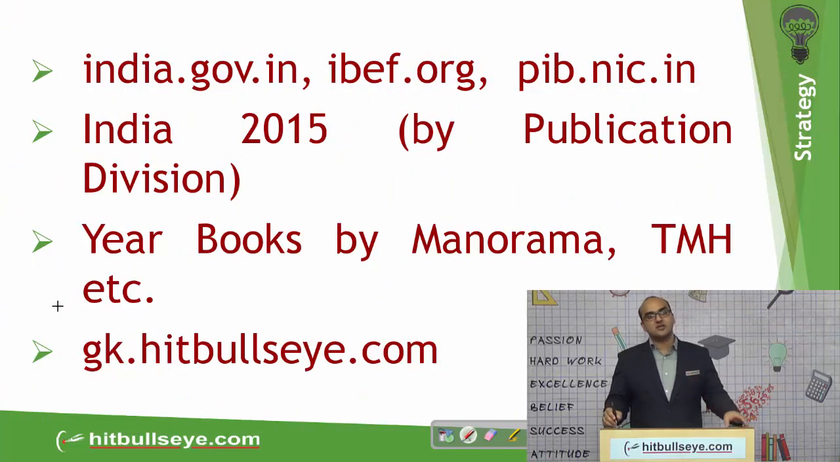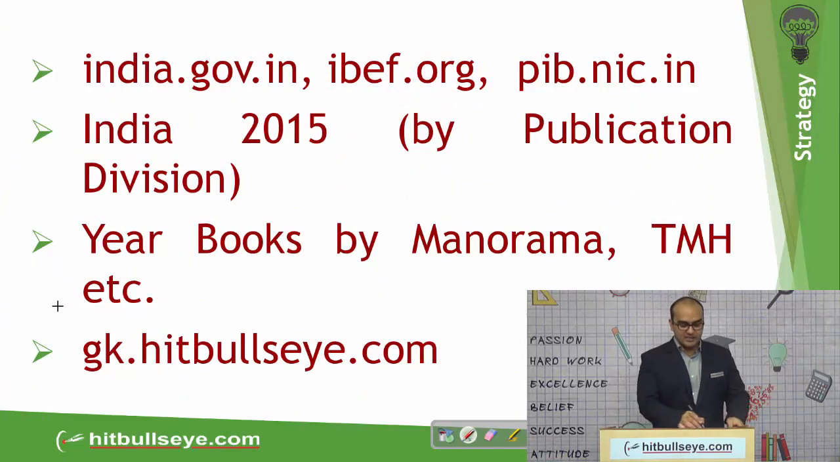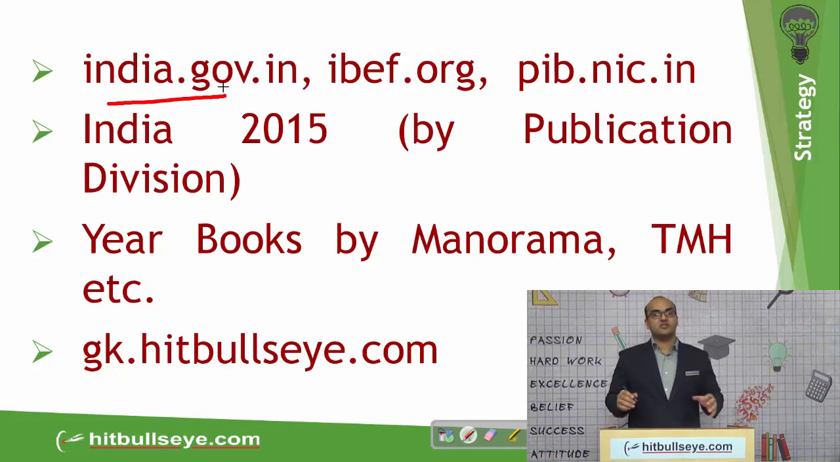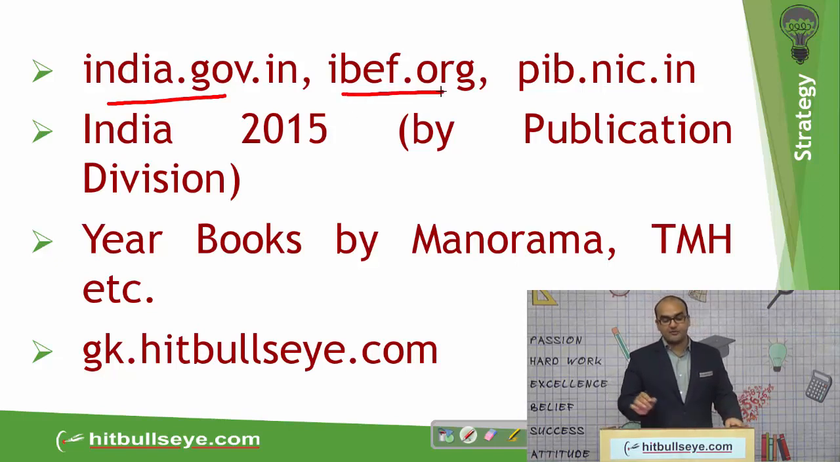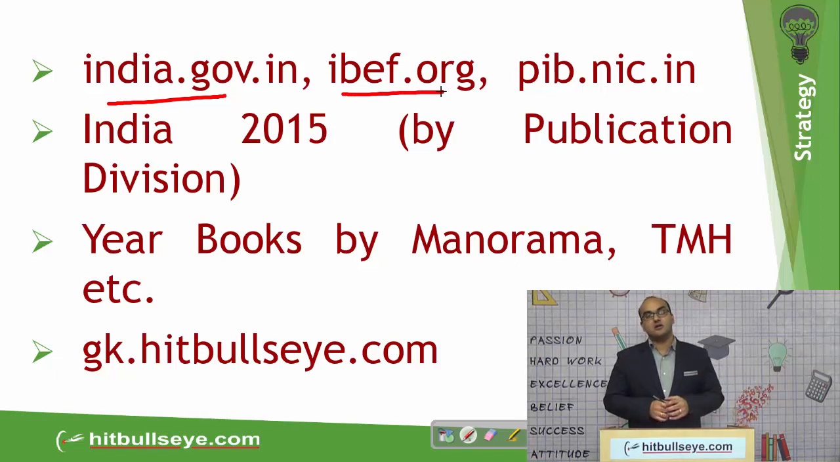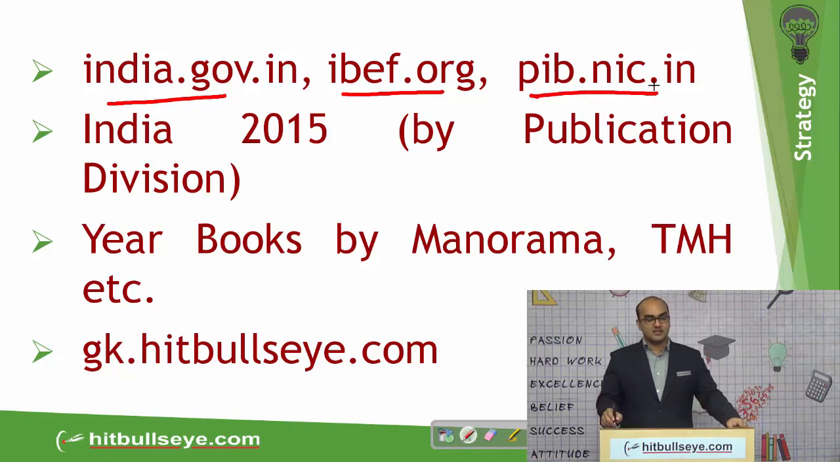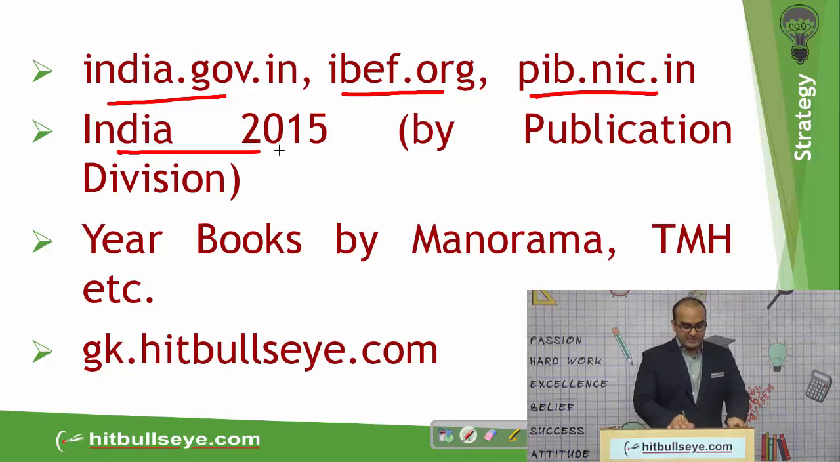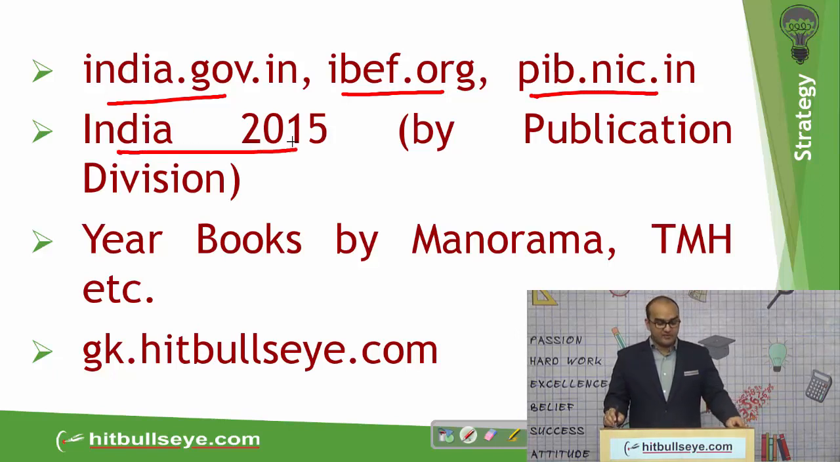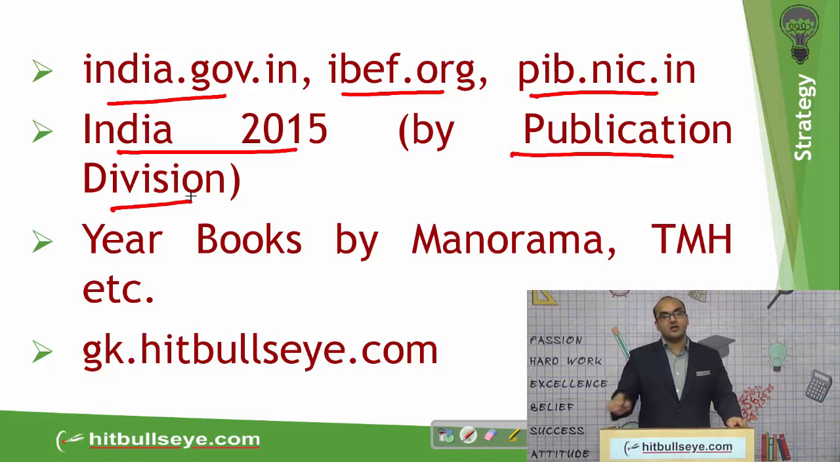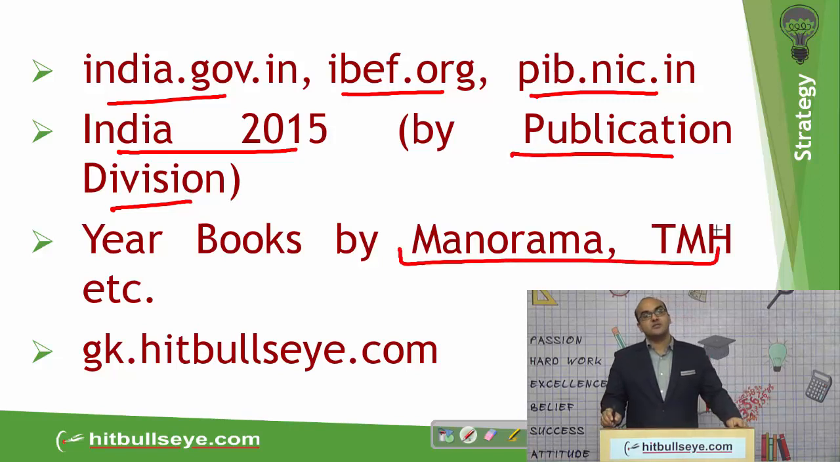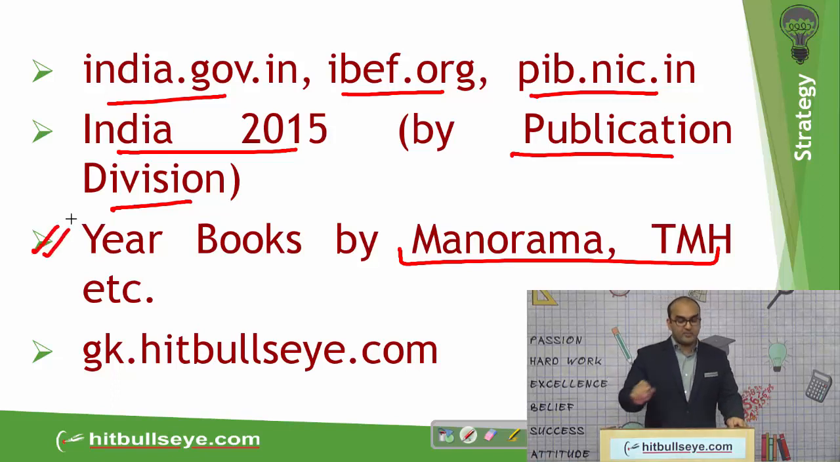So the various sources that you might refer to while preparing static GK is india.gov.in. This is the official website of the Government of India. ibef.org. This is a very good resource for Indian and world economy related news, and pib.nic.in. Also for static GK, you might refer to India 2015, also known as India Yearbook. This is published by the Publication Division of Government of India. Furthermore, a few reputed publishers also publish India Yearbooks, so you might also purchase any one of them.